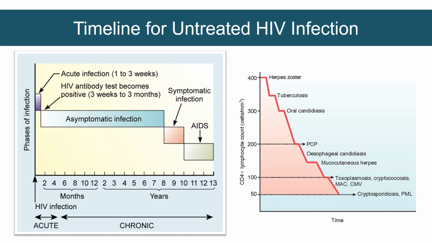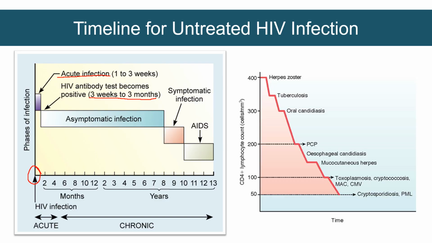So let's take a look at this timeline. If you look here, this is the time of the HIV infection. This is when a person has contracted HIV. There is a short time where there'll be signs and symptoms of an acute infection, and then about 3 weeks to 3 months, that's how long it takes for an HIV antibody test to become positive.